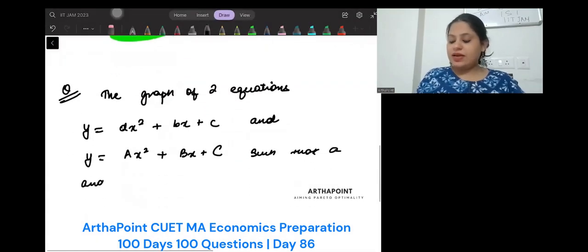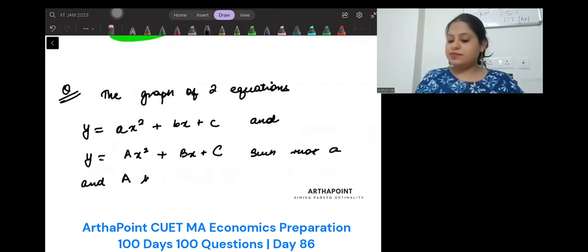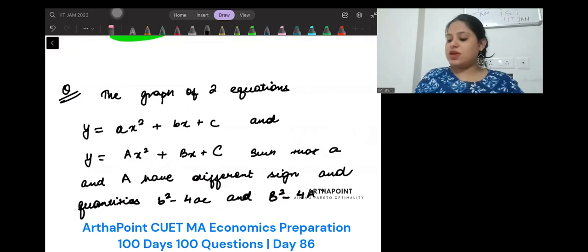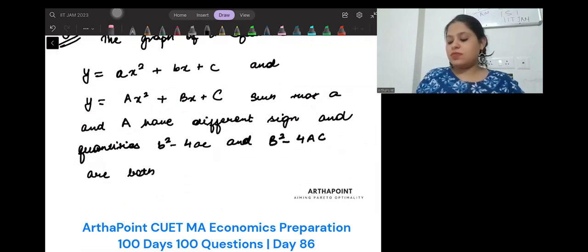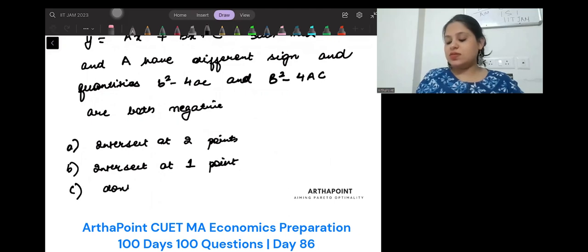capital A and small a, let's make this small a, such that A and a have different sign, and quantity b squared minus 4ac and B squared minus 4AC are both negative. Options: A, intersect at 2 points. B, intersect at 1 point. C, don't intersect. D, none of the above.